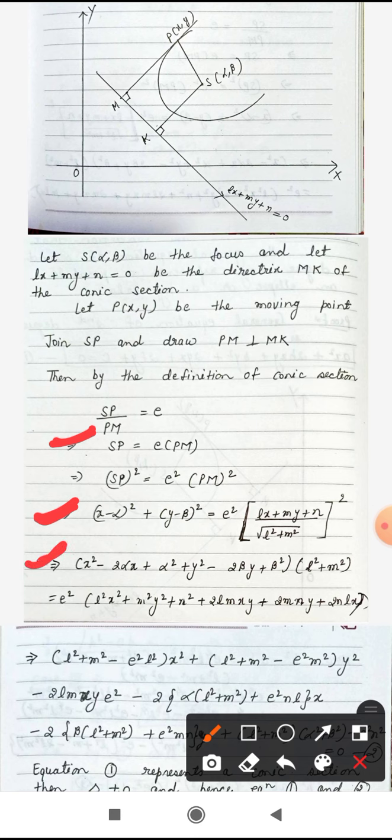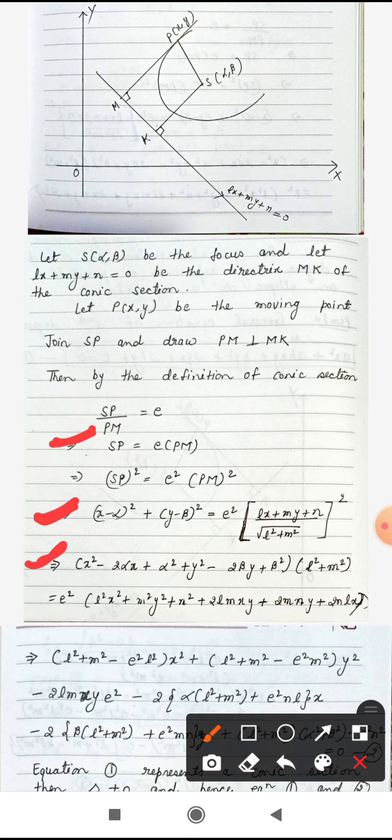x square minus 2 alpha x plus alpha square plus y square minus 2 beta y plus beta square, into L square plus M square, is equal to e square times, in bracket, L square x square plus M square y square plus n square plus 2LM xy plus 2Mn y plus 2nLx, by using the formula a minus b whole square and a plus b plus c whole square. Expanding by using this formula, we will get this step.